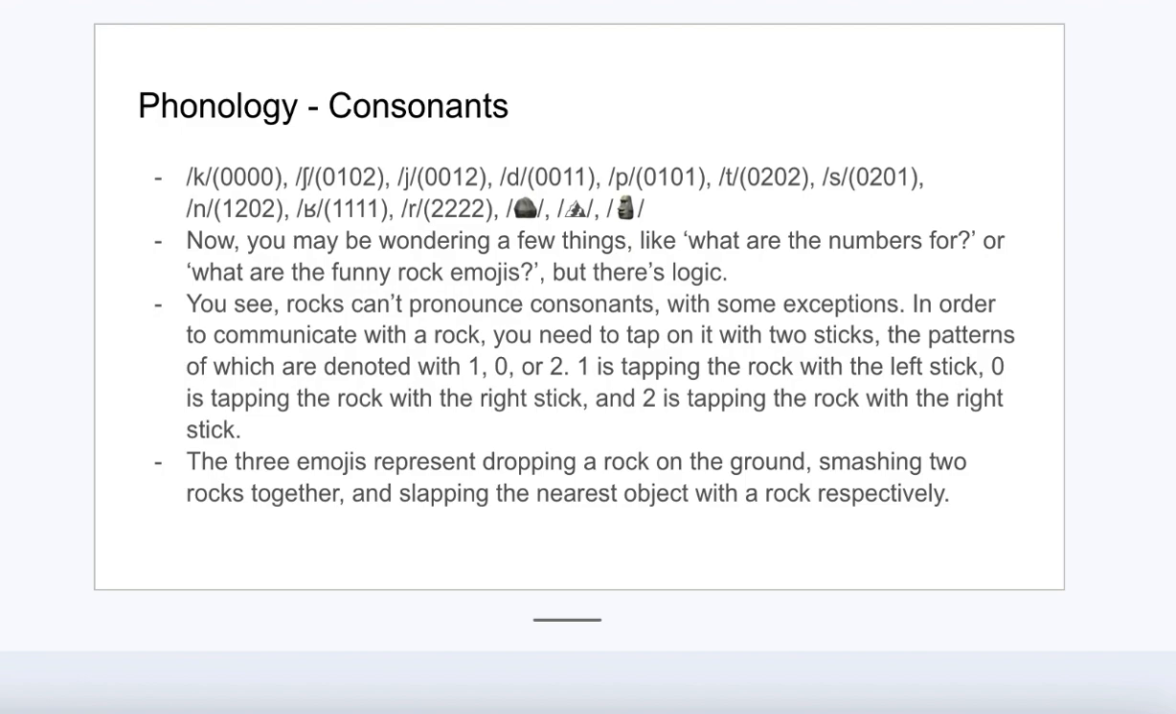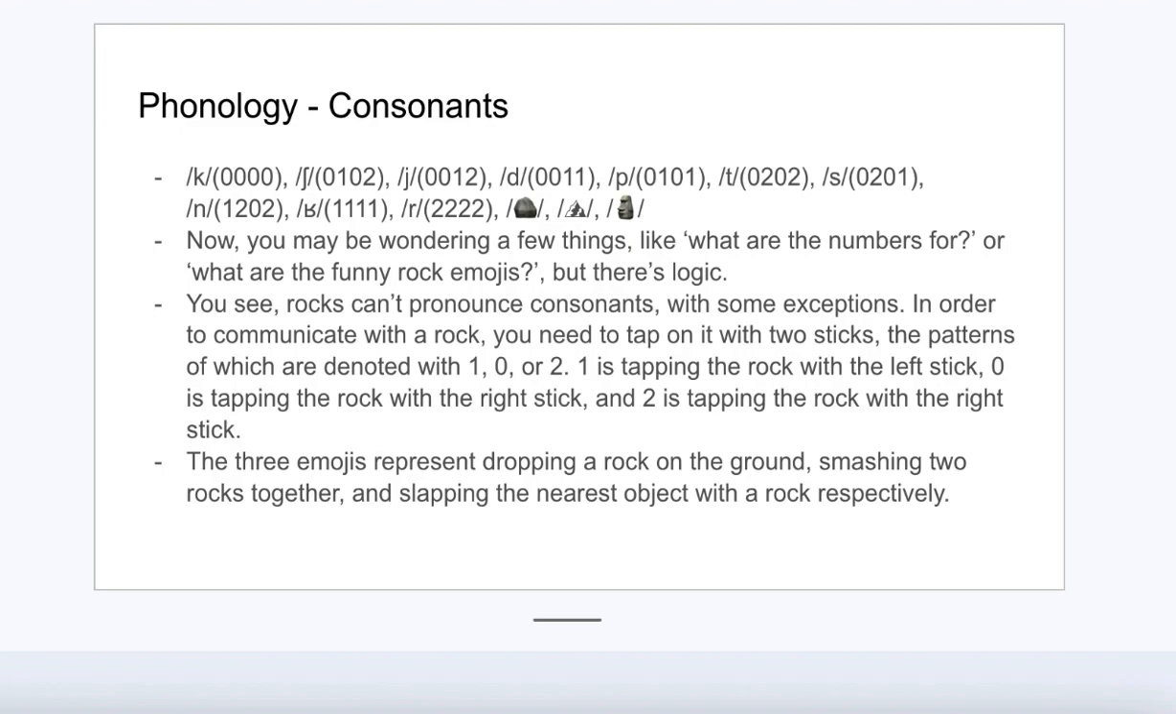Trust me. You see, rocks can't pronounce consonants, with some exceptions. In order to communicate for rock, you need to tap on it with two sticks, the patterns of which are denoted with 1, 0, or 2. 1 is tapping the rock with the left stick. 0 is actually tapping the rock with both sticks. It says 0 is tapping with the right stick, but this was a slight technical issue. And 2 is tapping the rock with the right stick.